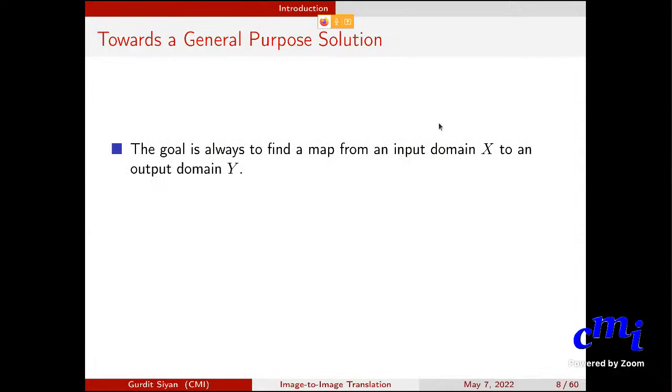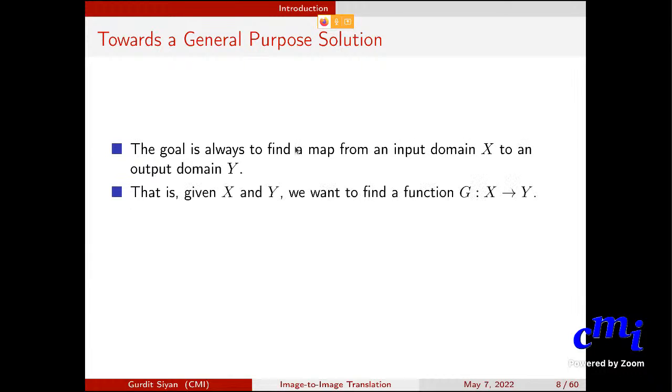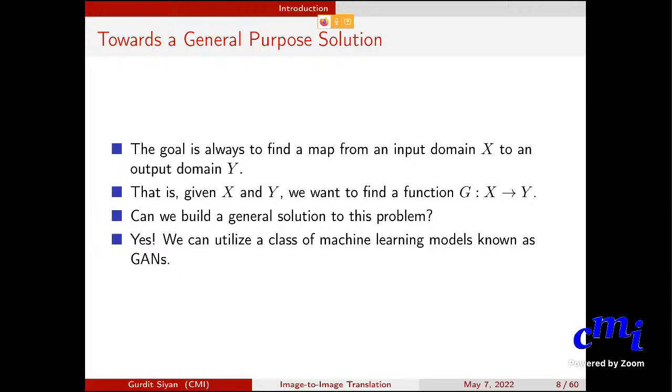So the question is, we always have to find a map from an input domain X to an output domain Y. That is, we want to find a function G from X to Y that satisfies our training data. Can we build a general purpose solution to this problem? Yes, we can. We can use a class of machine learning models known as GANs.